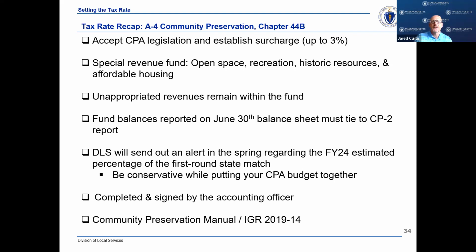Acceptance of the Community Preservation Fund creates a special revenue fund for appropriations for open space and recreation, historic resources, and community housing. Unappropriated revenues remain within the special revenue fund. The A4 is completed, signed, and submitted by the accounting officer. Next.